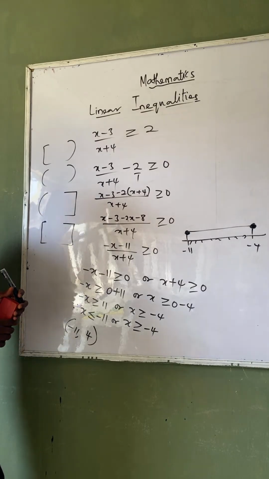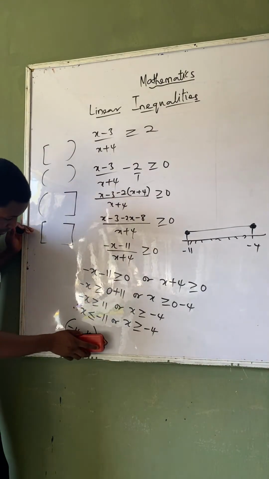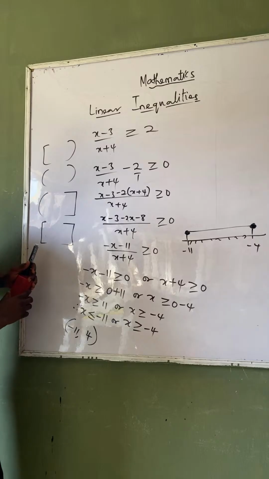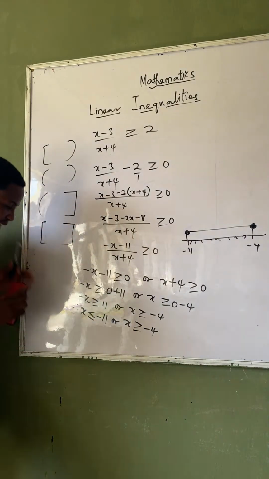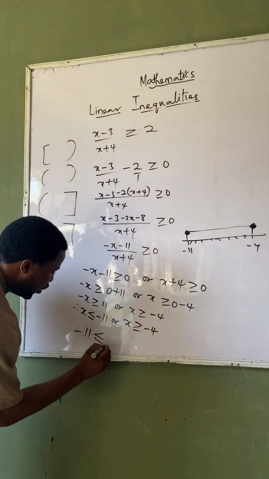Do we get it? Yeah, I believe you get it. If you don't understand, you can ask a question in the message box. I'm going to look at them. All right. Now, if I want to join this, how do I join it together? I'm going to say minus 11 less than or equal to x.